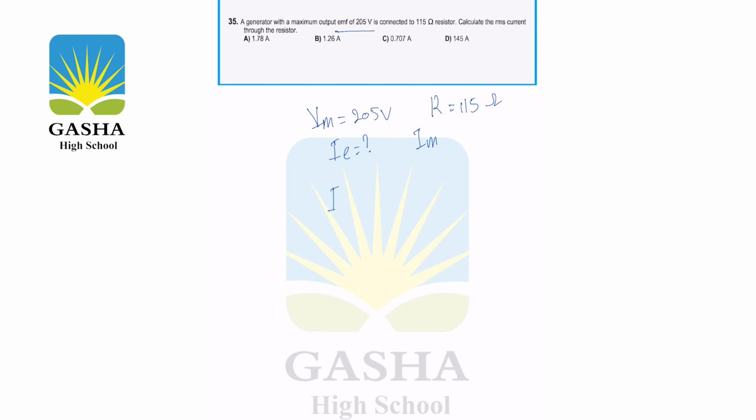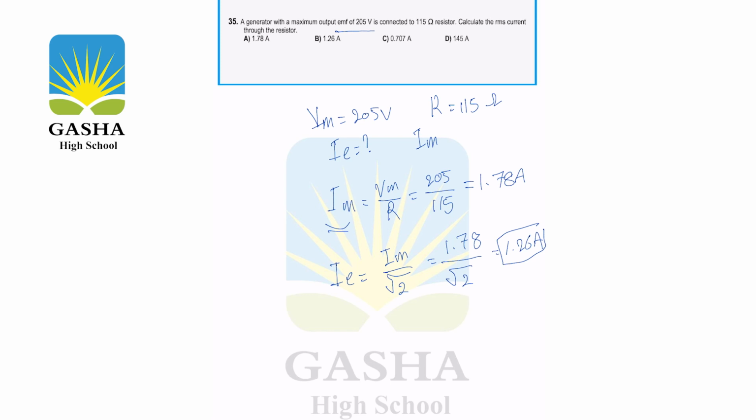Based on Ohm's law, Im is equal to Vm divided by R, and that's 205 divided by 115, and the result is 1.78 ampere, but that's the maximum value of current. So how to find the effective value of current? Effective value of current is equal to Im divided by square root of 2, and that's 1.78 divided by square root of 2, and the result is 1.26 ampere. So 1.26 ampere is B. So B is the correct answer. Okay.